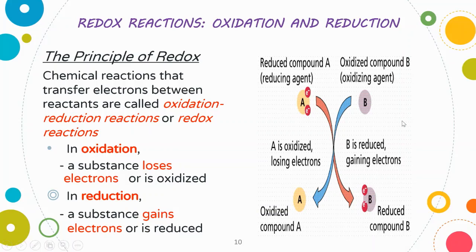So let's look at an example. First, reduced compound A. Reduced compound A means the compound must have electrons. So the reduced compound A undergoes the oxidation process by losing the electrons to become oxidized compound A. However, the oxidized compound B means compound B lost the electrons. So the oxidized compound B gains electrons to be reduced and become reduced compound B.